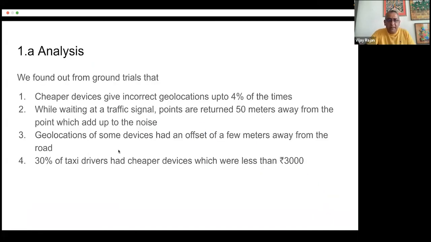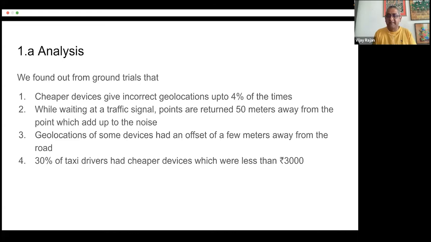Questions of that sort. So an analysis was done with the data team, the engineers, and the QA and the black box testers. And it was found that cheaper devices give incorrect geolocations up to 4% of the times. While waiting in a traffic signal, the points are returned 50 meters away, and say you're waiting in a traffic signal for about a minute, your consecutive points are scattered all over the place, and they add up to the distance.